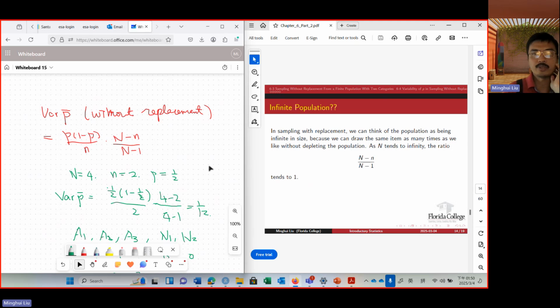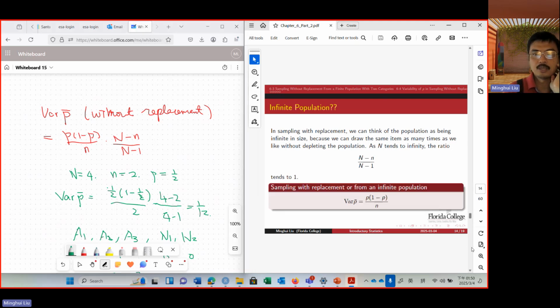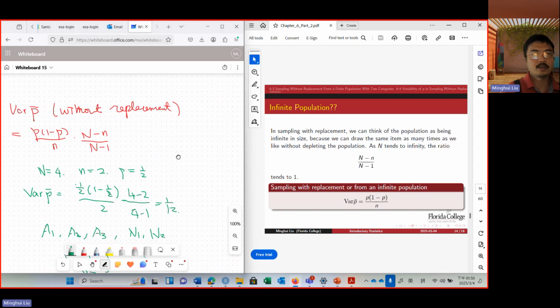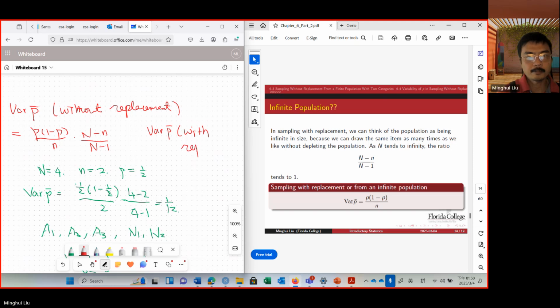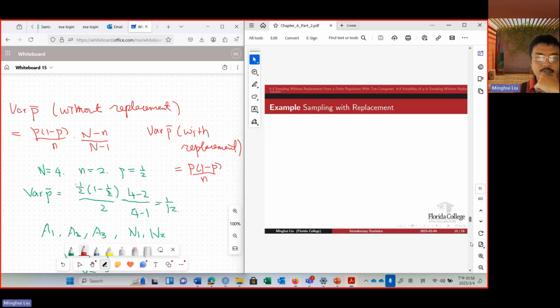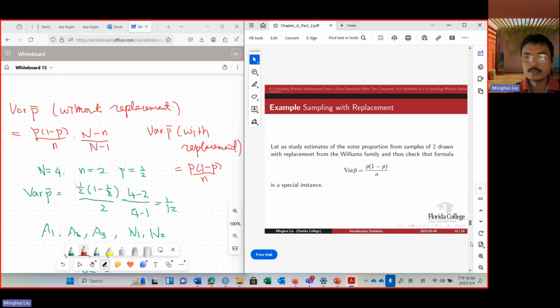And so in the theoretical infinite population, or sampling with replacement, you're going to get a variance with a very nice formula, P times 1 minus P divided by n. So this is the nice formula for the sampling with replacement. I'm going to write it here. So in this case, the variance of P bar, and of course you specify this is with replacement, is equal to P times 1 minus P divided by the small n. So this is the sampling with replacement, or from the infinite population, either way.